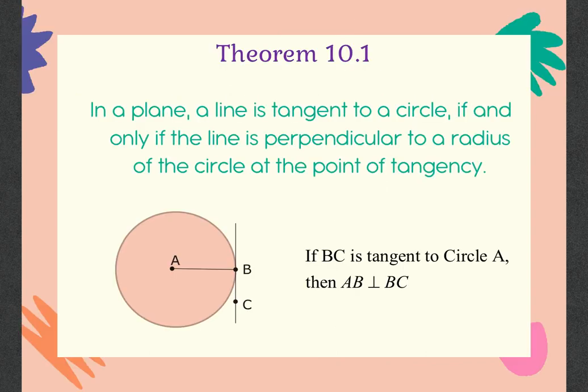All right, first theorem of the chapter. Theorem 10.1 says, in a plane, a line is tangent to a circle if and only if the line is perpendicular to a radius at the point of tangency. So the line has to be tangent to the circle at the point of tangency and then intersect the radius. And when it does, it's perpendicular, which means there'd be a right angle on either side of that radius.